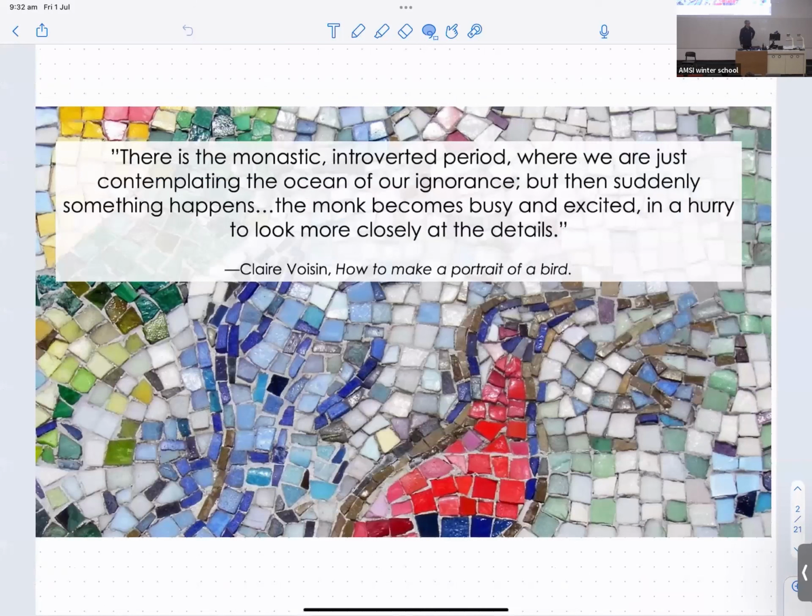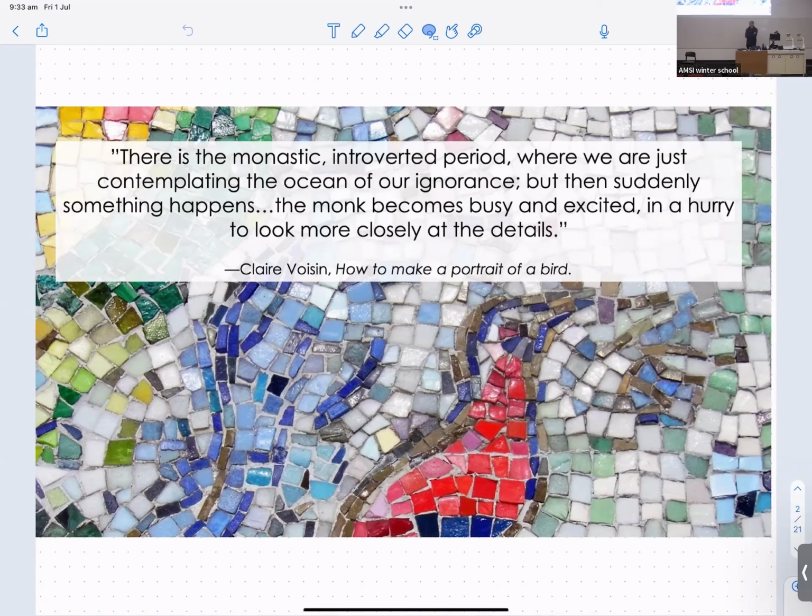So as usual, we start with a quote. This is from Claire Voisin, who's one of the best algebraic geometers in the world. And she has this beautiful article called How to Make a Portrait of a Bird. And if you like this kind of stuff, I'd very much recommend reading this article. It's a beautiful description of the mathematical process. And she says, there's the monastic introverted period where we were just contemplating the ocean of our ignorance. And then suddenly something happens. The monk becomes busy and excited, in a hurry to look more closely at the details.